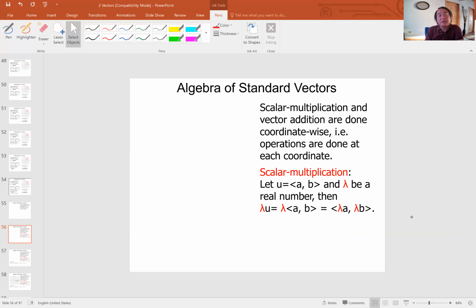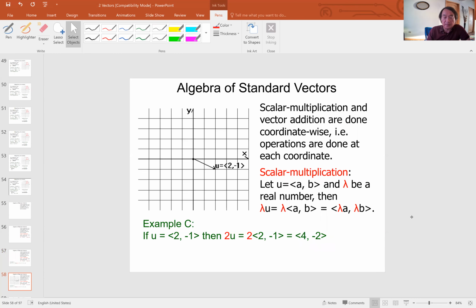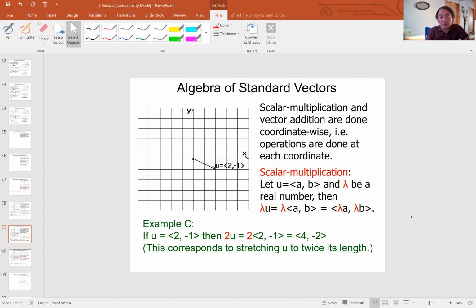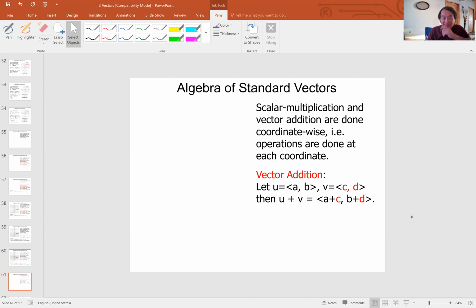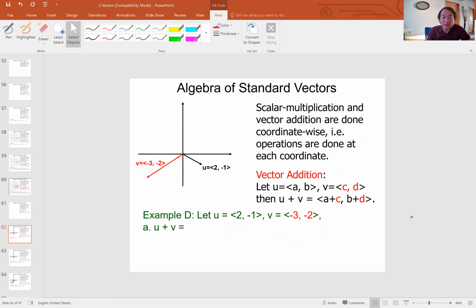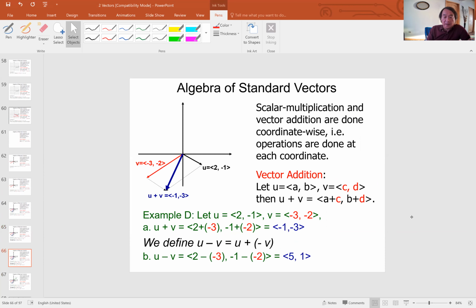Scalar multiplication. How do we carry out scalar multiplication in standard position? Very easy. We multiply each coordinate by the scalar. We do this coordinate-wise. So if I stretch this twice as long, the new vector is going to be (8, -4). We multiply the 2 to the coordinates, and that will give me the new scaled vector. How do we add? We add coordinate-wise. We subtract coordinate-wise. Okay, and this is basically it.